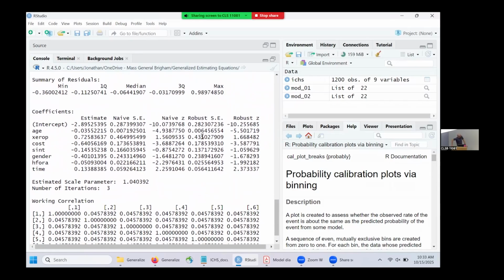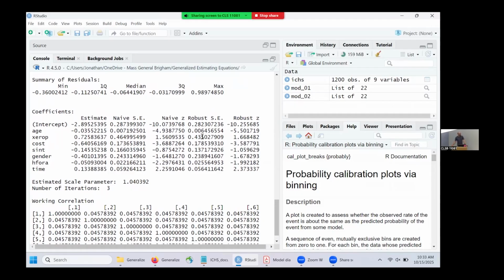We're getting estimates in that first column. We're also getting a naive standard error and a naive Z, and a robust standard error and a robust Z. First, we're working with the Z distribution, the normal distribution. Like I said earlier, our estimators are asymptotically normal, so we're using this standard normal approximation. The standard errors, we have a naive option and a robust option. What is the difference? The naive standard errors are computed assuming that our working correlation matrix is correct.